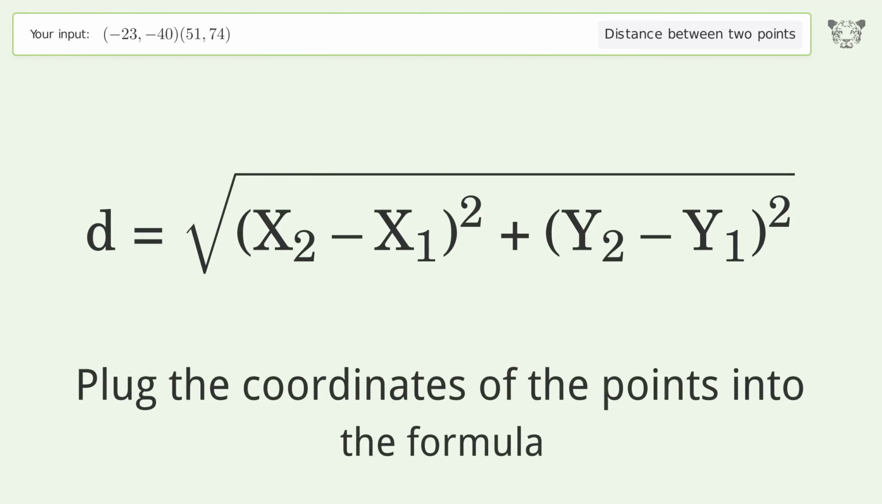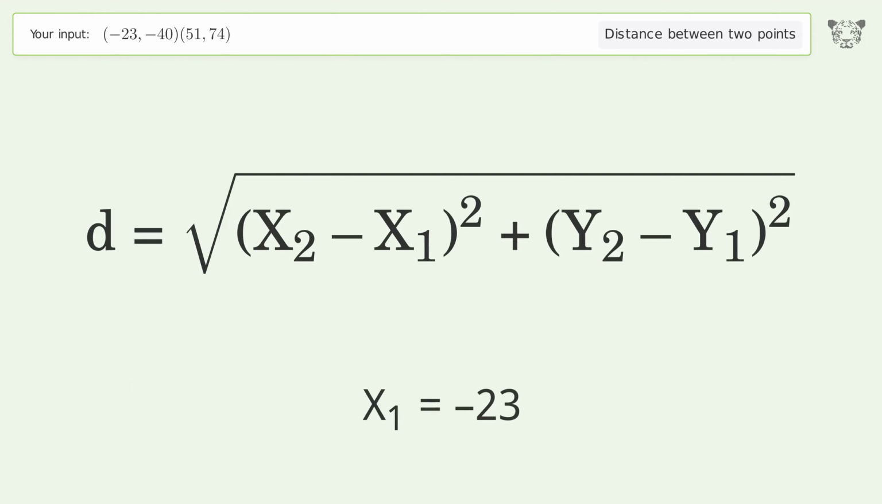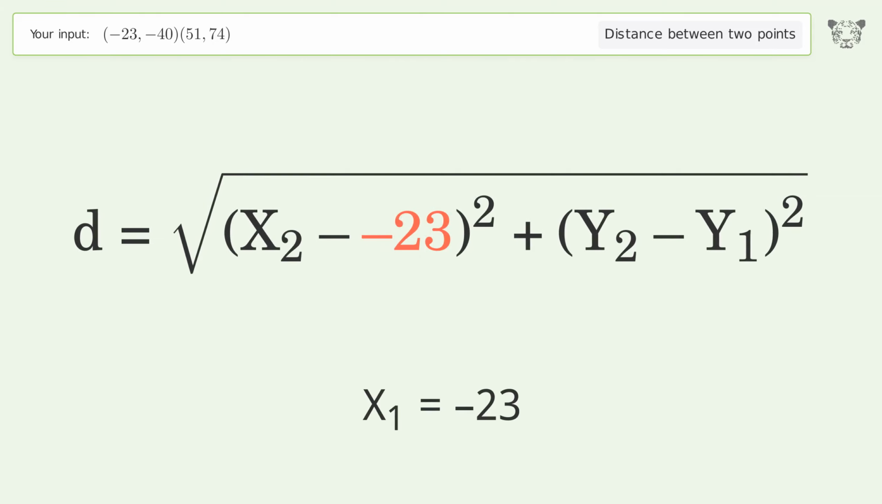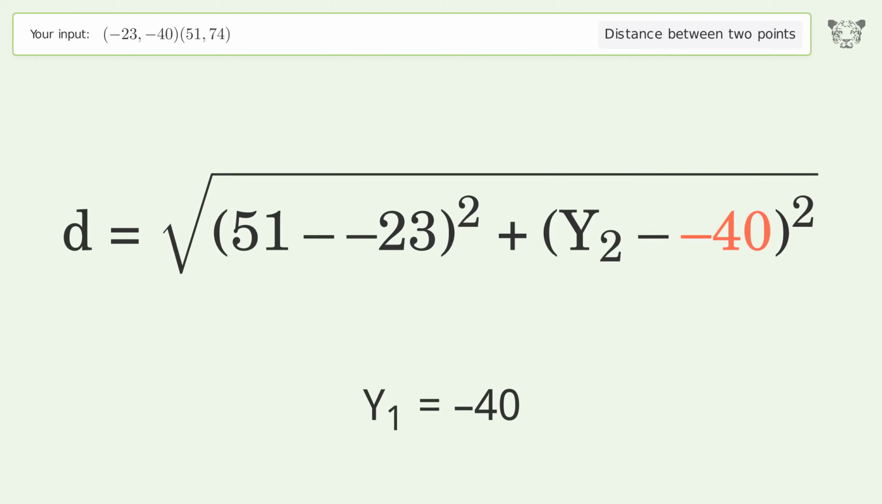Plug the coordinates of the points into the formula. x1 equals -23. x2 equals 51. y1 equals -40. y2 equals 74.